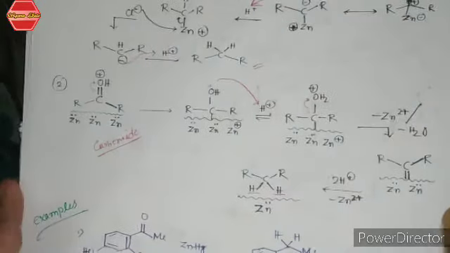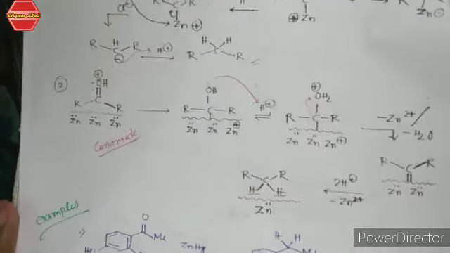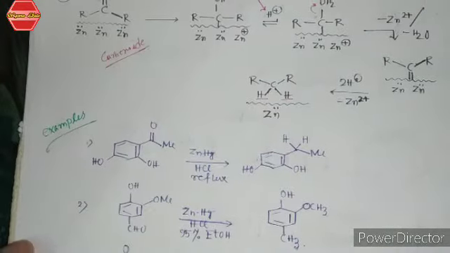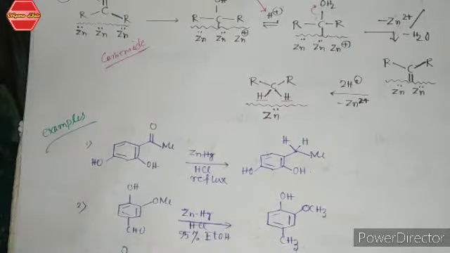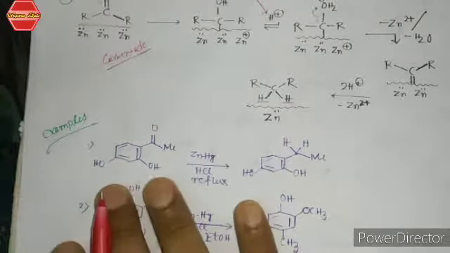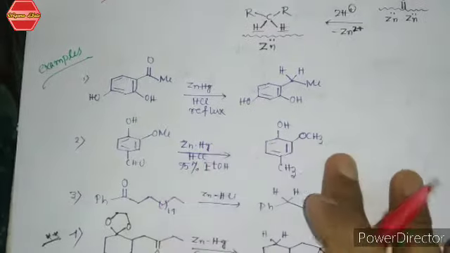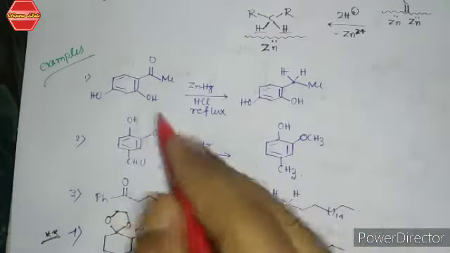Now the mechanism is not so important for your reduction reaction, but the important thing is to identify the reagent, and to reduce a given compound to your final product compound. So let's take an example, different kinds of examples I have written over here.